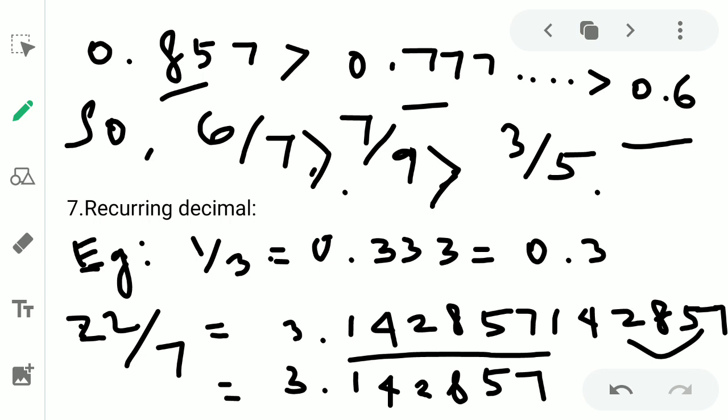3.1428571, and it goes on. It is an infinite decimal, right? So when you have a line drawn above 3.142857, it is recurring. Actually, it is a continuous process. I have stopped until that.